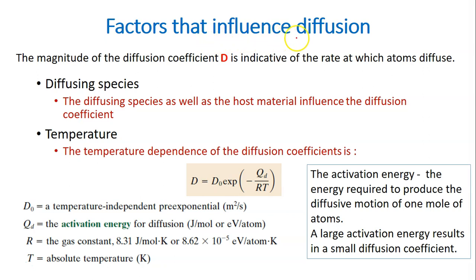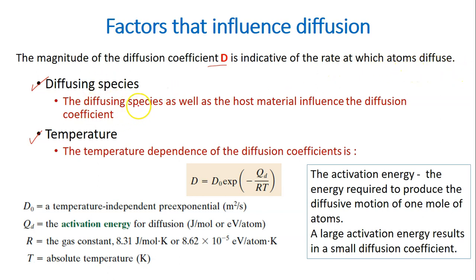So in this last video of diffusion, we're going to look into two factors that influence this process. The first one is diffusing species and host, and the other one is temperature. The magnitude of the diffusion coefficient, which is D, is actually indicative of the rate at which atoms diffuse.